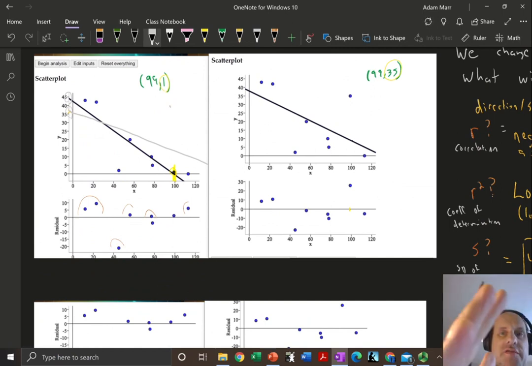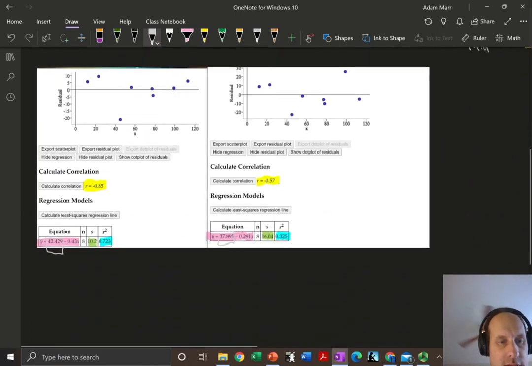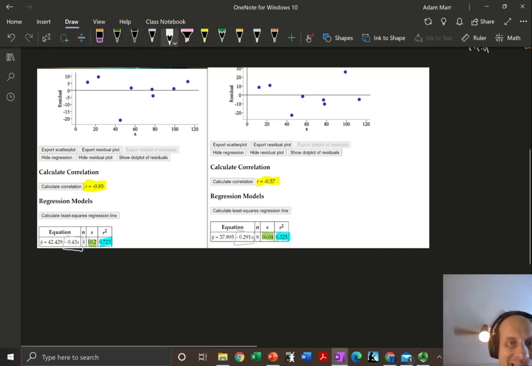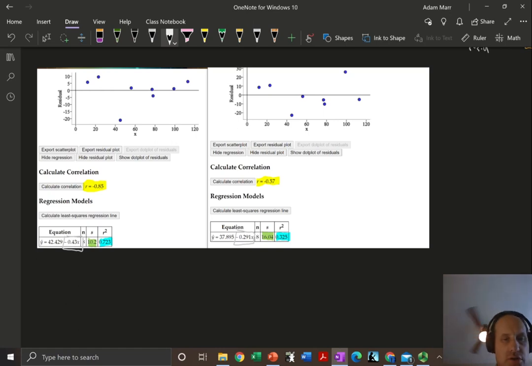If the slope gets flatter, it gets less negative. So I'm sorry, I'm looking at the wrong one. My fault. Ignore what I just said. There we go. So the slope gets less negative, so the slope increases. I'm sorry about that, guys. I circled the wrong one. So the slope is going to increase, from -0.43 to -0.291.